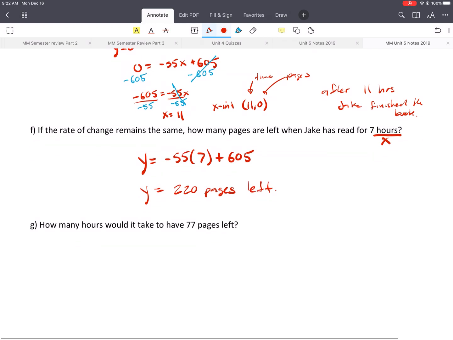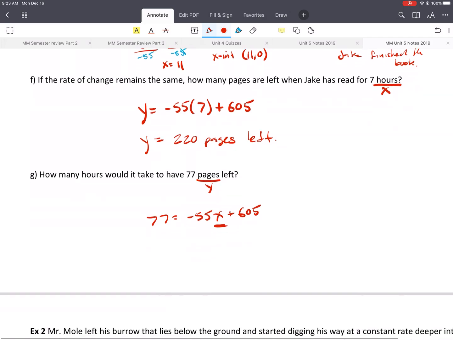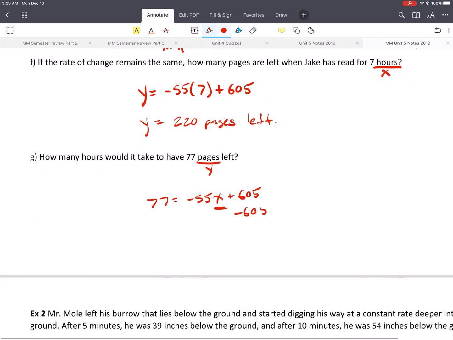How many hours would it take to get to 77 pages left? So pages is y, so we'd do 77 is equal to negative 55x plus 605, and we just want to find the time. So we would need to subtract 605 from both sides. We want to isolate x.